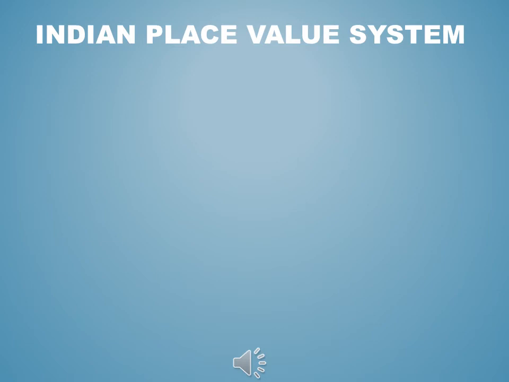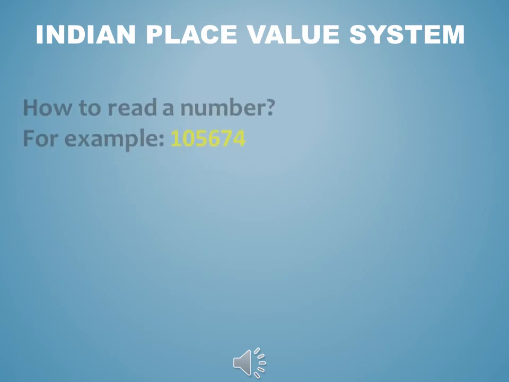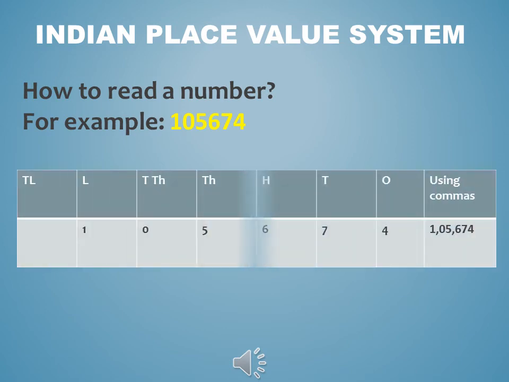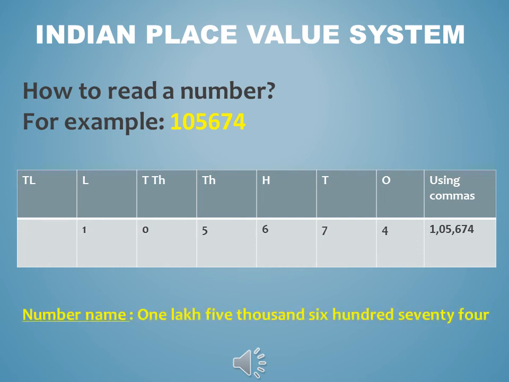How to read a number in the Indian place value system. For example, 105674. In this system, we start grouping the numbers from right to left in groups of 3, inserting commas in between. After arranging the digits in the place value chart, the number name will be 1,05,674.